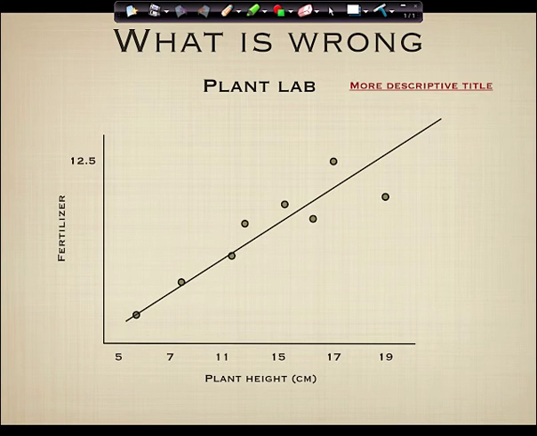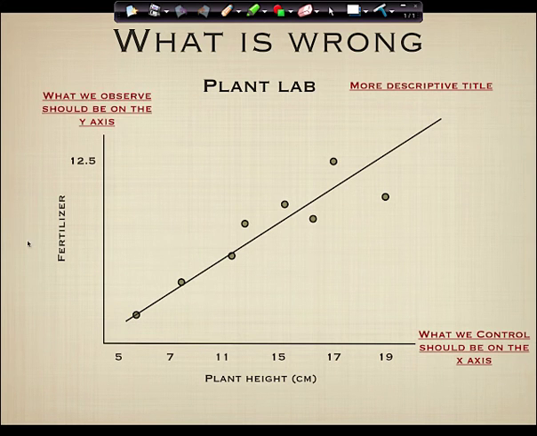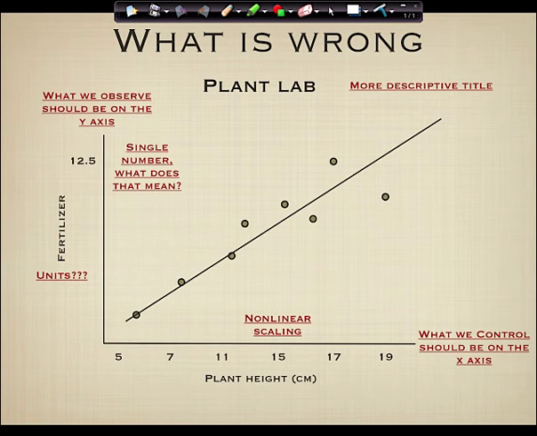So I've actually got them on here. We need a more descriptive title, as Tatum pointed out. They've got the X and Y axis backwards. There are no units on the fertilizer. These are non-linear. They don't change by the same amount. And this is just ridiculous. There are no units at all. So guys, all of those are things to avoid. You get the idea?